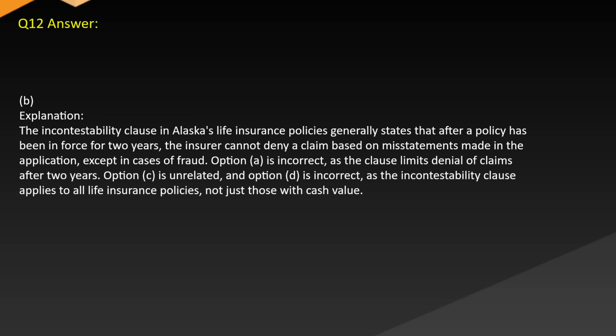Answer B. Explanation. The incontestability clause in Alaska's life insurance policies generally states that after a policy has been in force for 2 years, the insurer cannot deny a claim based on misstatements made in the application except in cases of fraud. Option A is incorrect, as the clause limits denial of claims after 2 years. Option C is unrelated, and option D is incorrect, as the incontestability clause applies to all life insurance policies, not just those with cash value.